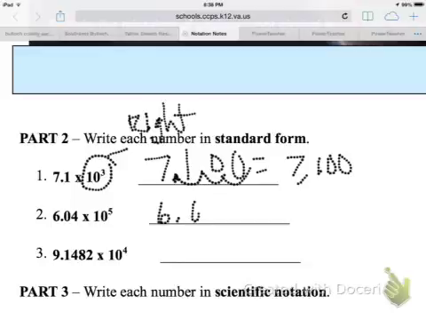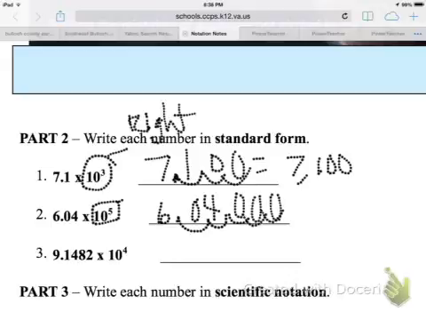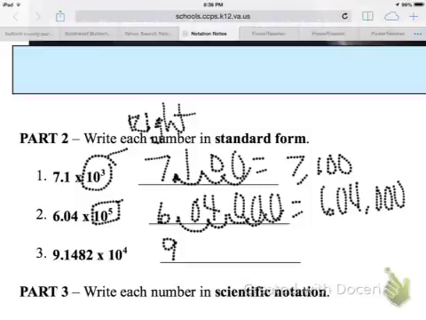Let's look at number 2. I write my decimal notation, which is 6.04. Now, look at my power of 10. My exponent is a positive 5, so I'm going to move towards the right 5 times. 1, 2, 3, 4, 5. So my answer is 604,000. That is my final answer.